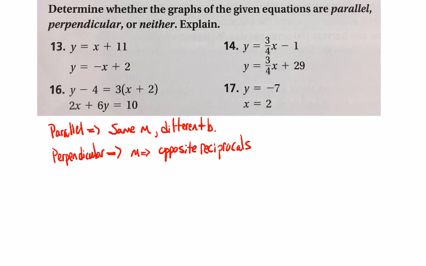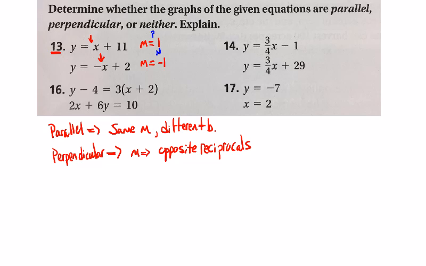All right, so let's take a look at example number 13 here and see if we can think about what's going on. What is the slope of the first equation, y equals x plus 1? Well, that slope is 1. And the slope of the second equation, y equals negative x plus 2, well, that slope is negative 1. So obviously, these slopes are not the same, so therefore they couldn't be parallel, but are they opposite reciprocals? Well, they are opposite, correct? One of them is positive and the other one is negative.